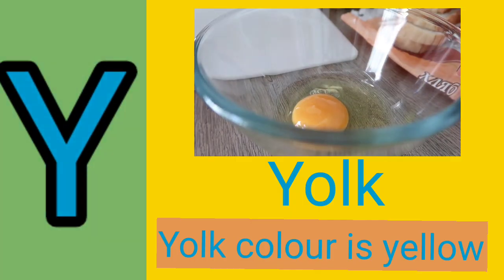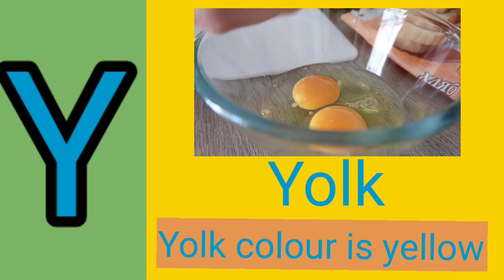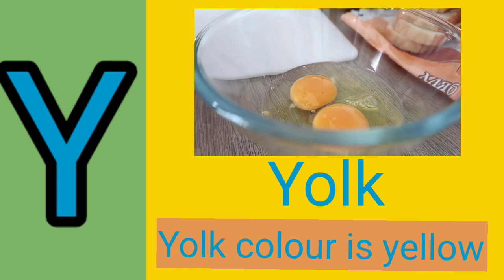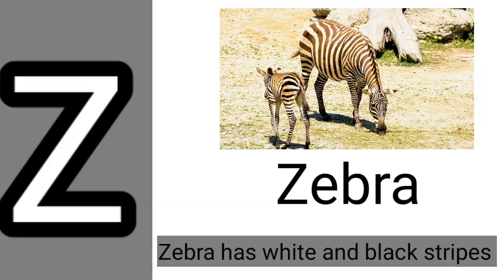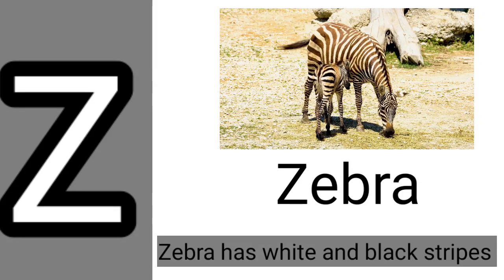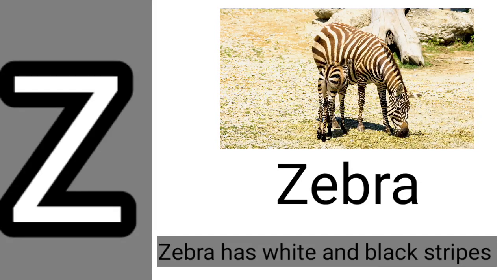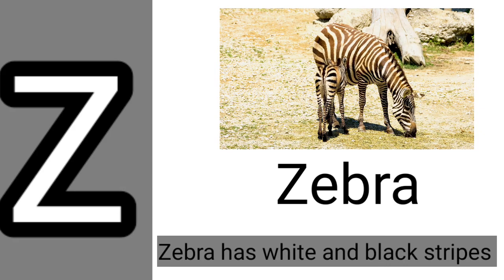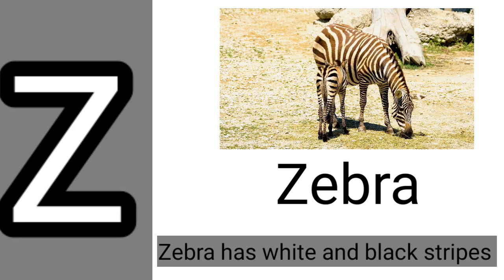Y for yolk. Y, O, L, K. Yolk. Yolk color is yellow. Z for zebra. Z, E, B, R, A. Zebra. Zebra has white and black stripes.